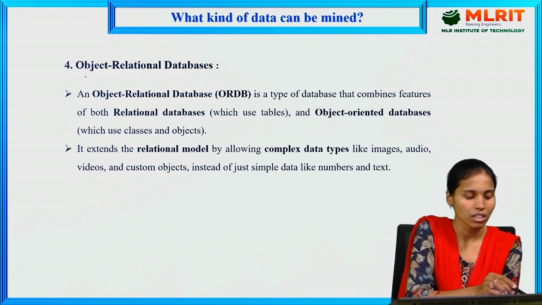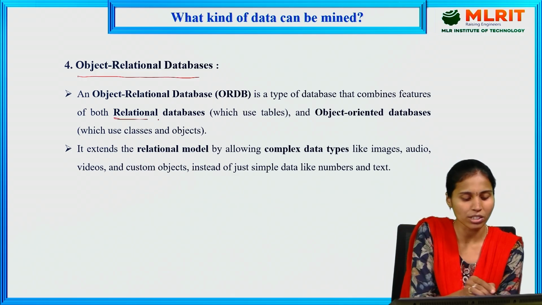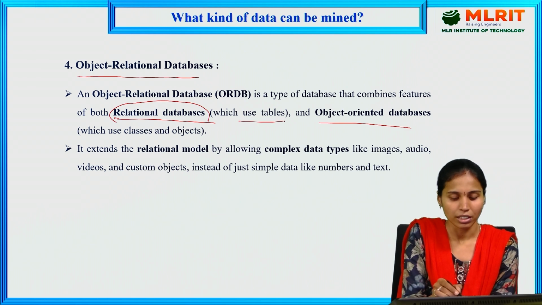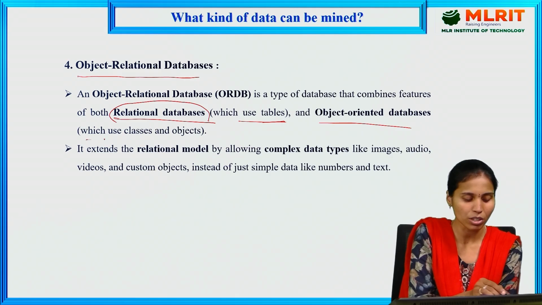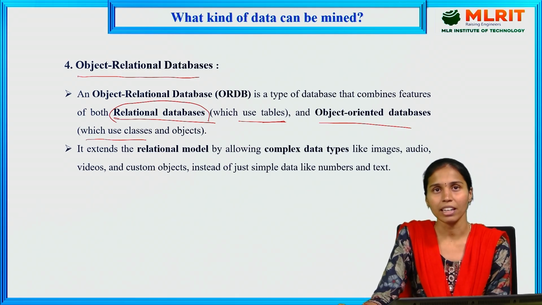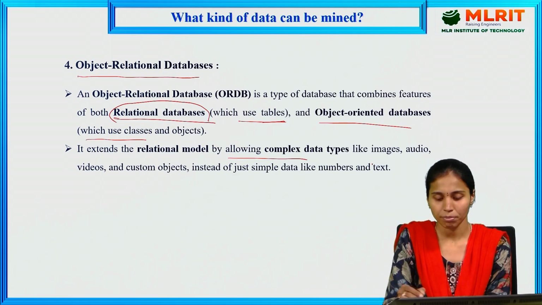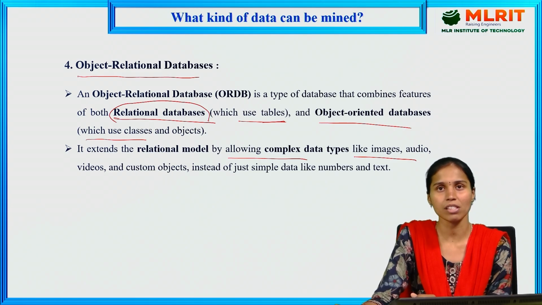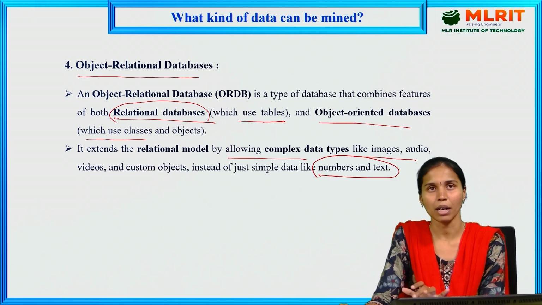So fourth one is an object relational database. An object relational database is a special type of database that combines features of both relational database, which uses tables, and object oriented database, which uses classes and objects. It extends the relational model by allowing complex data types like images, audios, video and custom objects instead of just simple data like numbers and text. This is about object relational database.